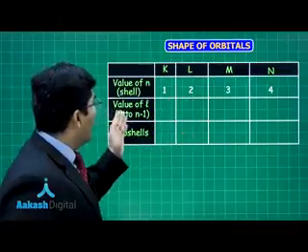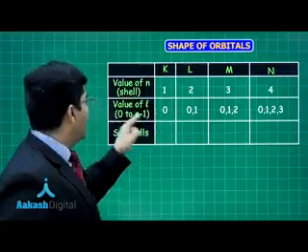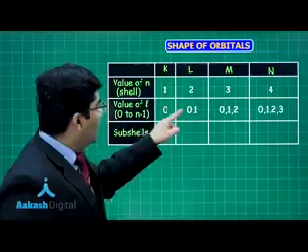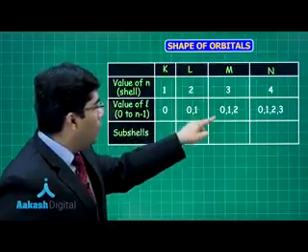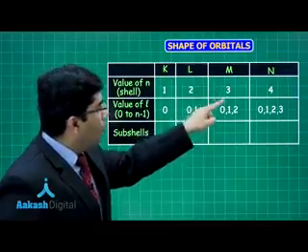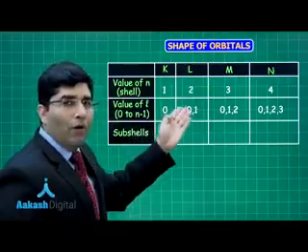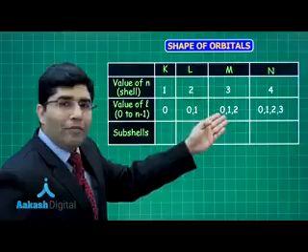Azimuthal quantum number will be, for the first shell, 0 only, as it is 0 to n minus 1. For L it is 0 and 1. For M it is 0, 1, 2. For N it is 0, 1, 2, 3. Now 0 means s, 1 means p, 2 means d and 3 means f.